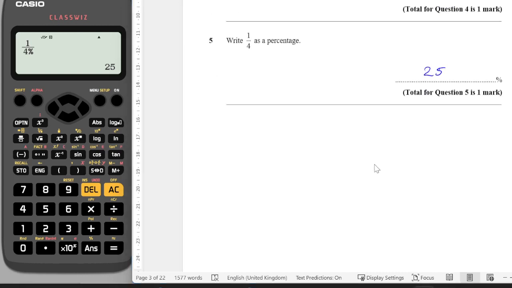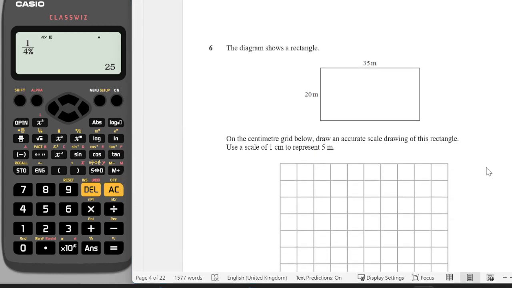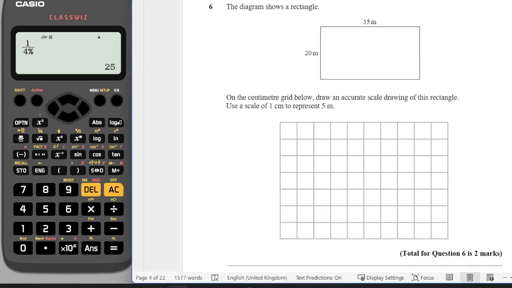Okay, question 6 then. This diagram shows a rectangle. On a centimetre grid below, draw an accurate scale drawing of this rectangle using a scale of 1 centimetre to 5 metres. So I'm going to assume that this is drawn correctly.